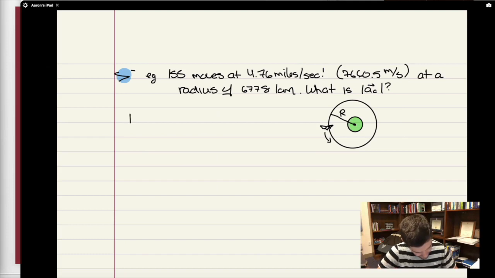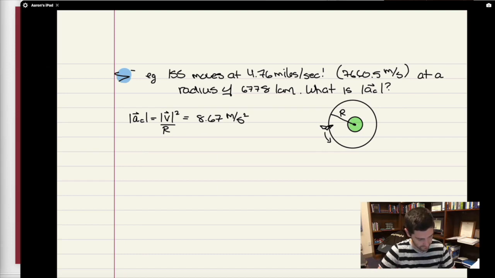So then, this is just the magnitude of the velocity, which is given to us, divided by this radius. I could plug in numbers. I get something like 8.67 meters per second squared. Again, making sure I convert all my units appropriately first.